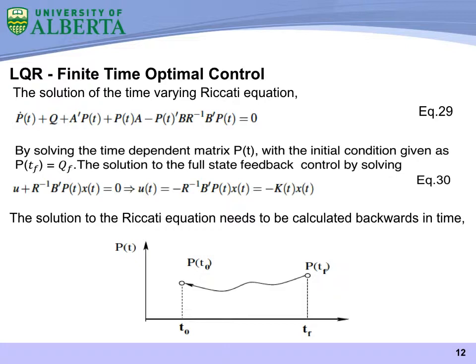In other words, the solution to the full state feedback control is given by solving the following: P of t, x of t, and now we see that this is time varying again. K of t is time varying.